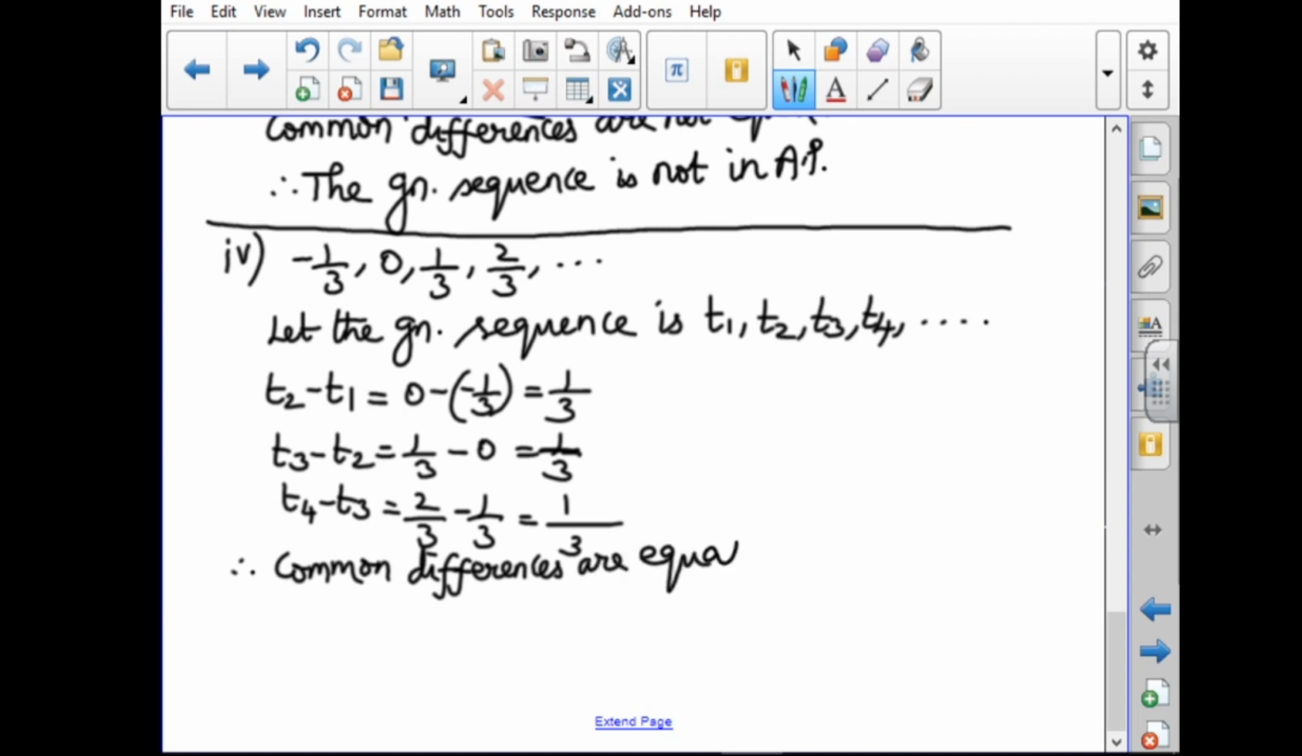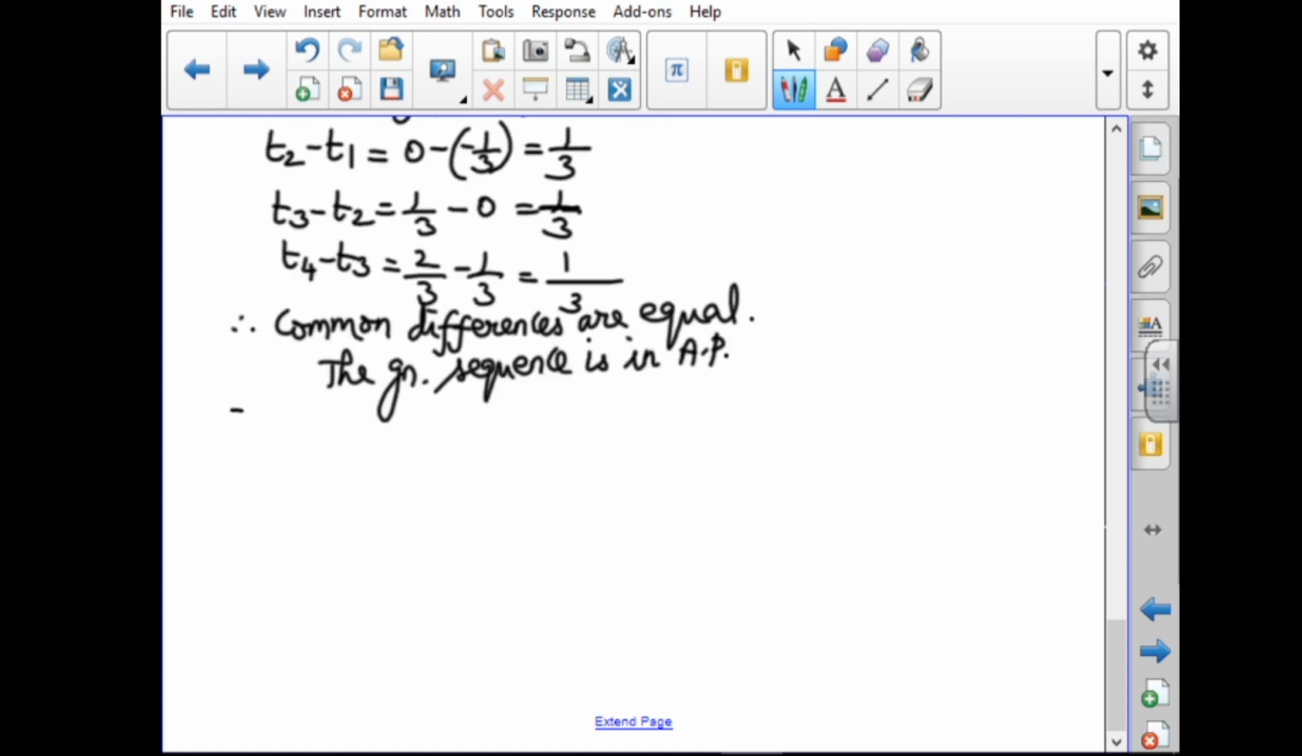Therefore the given sequence is in AP. Take the fifth sum as homework. It is on integers only, so you take it as homework and follow the same method, find out whether it is an AP or not.